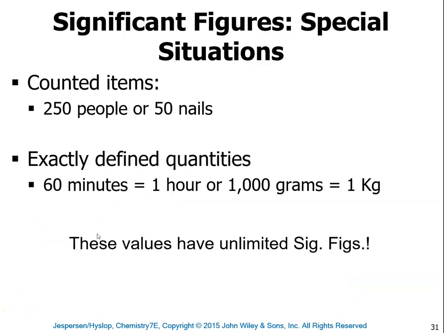Some other rules about defining significant figures are some special situations. For example, if you count something, if I'm just counting things, those are exact numbers. If we exactly count something, that's different than estimating. Those are exact numbers, and they're exactly defined. They have unlimited significant figures. It's 250 and then 0.00000 forever, right? You don't count those in your calculations.